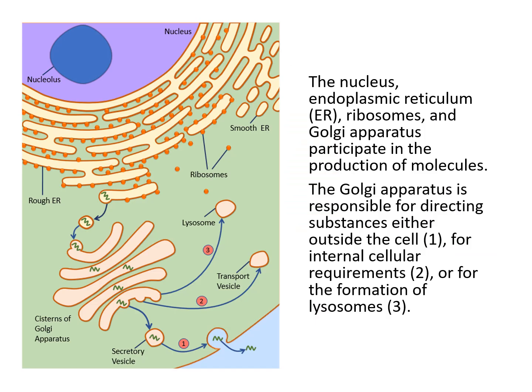This image summarizes how key organelles work together in the manufacturing and processing of molecules. The nucleus provides the genetic instructions. Ribosomes use those instructions to build proteins. And the endoplasmic reticulum helps with folding and initial modifications. From there, proteins are sent to the Golgi apparatus, which acts like a sorting and shipping center. The Golgi directs these substances in three main ways. 1. For export outside the cell. 2. For internal use, or 3. To form lysosomes, which handle waste breakdown. This coordinated pathway ensures the cell runs smoothly and efficiently.